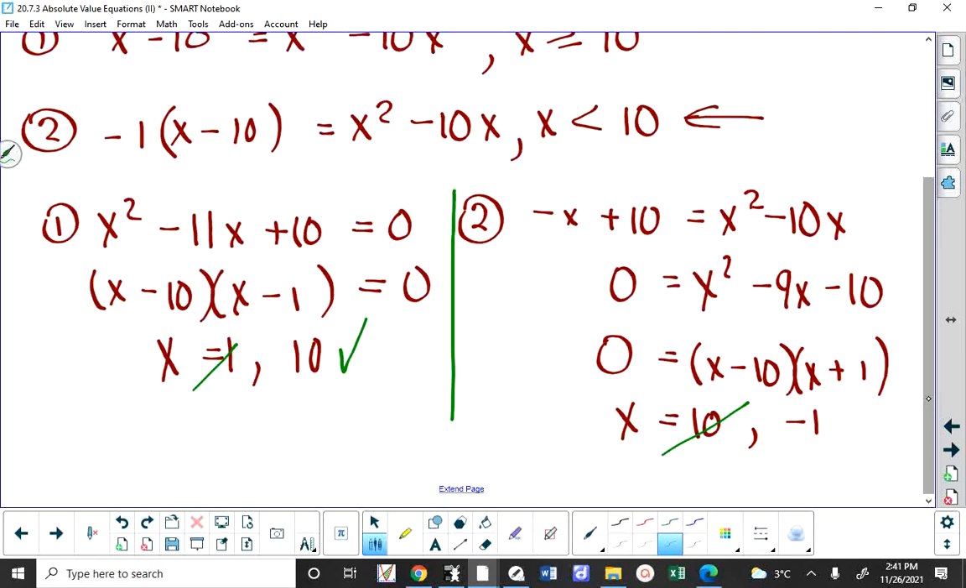Is negative 1 in that domain that I'm pointing at with that arrow? Sure. So negative 1 is a solution. There are two solutions to this equation. One of them is 10. One of them is negative 1.